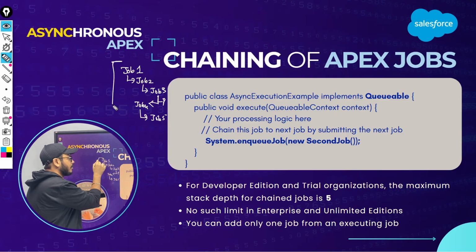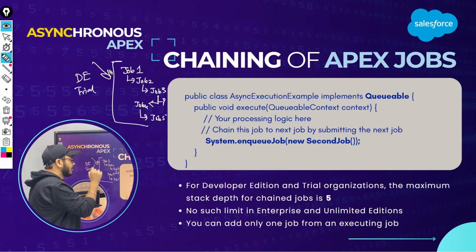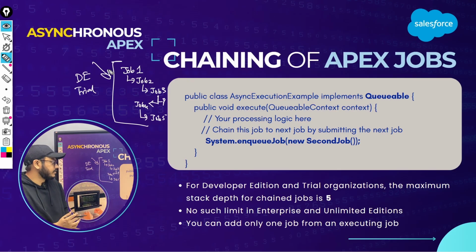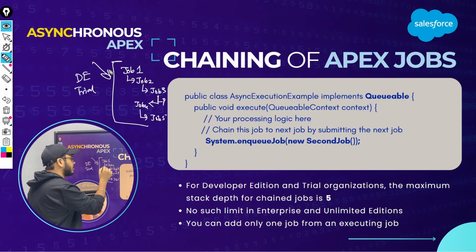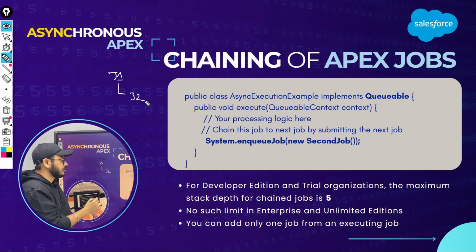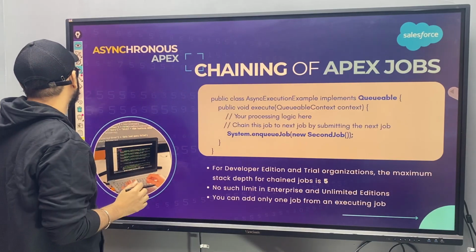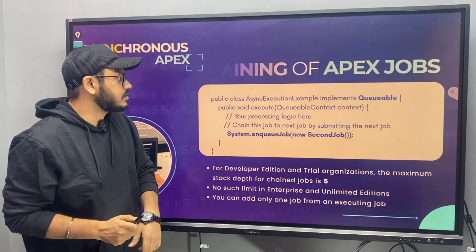For developer edition or trial org, this is the limit. But an Enterprise org, or Unlimited edition, etc., will not have a limit on this, so you can continue to go this way. However, you can just call one job from an executing job. You cannot call multiple. If we say job 1 is the parent and job 2 is the child, it's kind of one-to-one. So you can have only one child job executing from the parent job. Okay, so that's about chaining of Apex jobs.